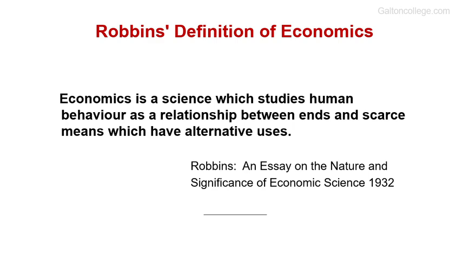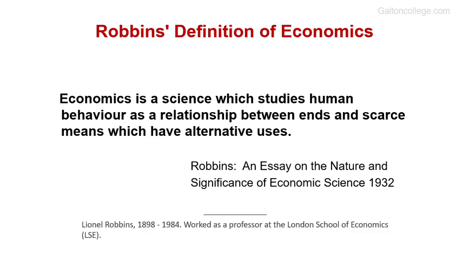It was put forward in 1932 by Robbins, who was at the London School of Economics. He had a long career. This was back in 1932 when he proposed the definition, and this really has become the standard definition now of economics. A lot of other economists have got definitions, but this is the big one.